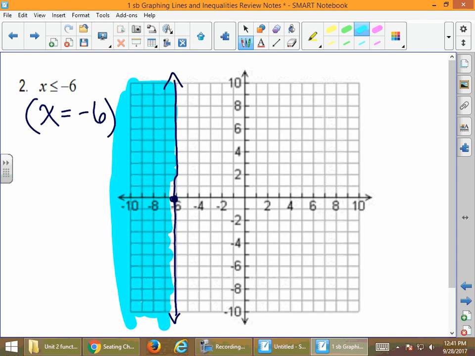Once again, what we can do is pick a point that is not on the graph. 0, 0 is not on the graph. If we put 0, 0 back into this equation, the only place that we can put it back in here is the x value of 0. But the question is, is 0 less than or equal to -6? And is 0 less than or equal to -6? Because that is an untrue statement, we shade where 0, 0 isn't.